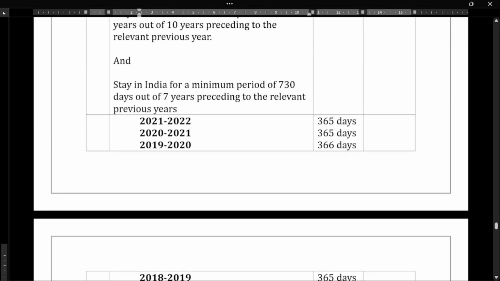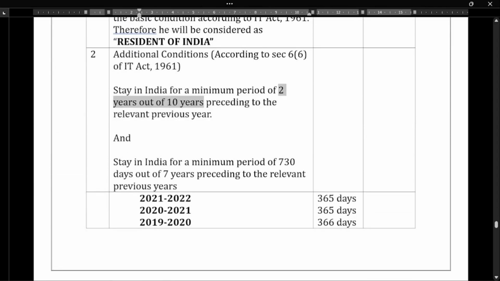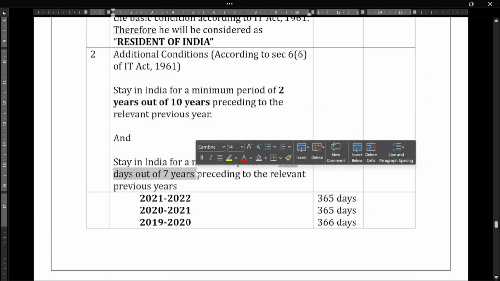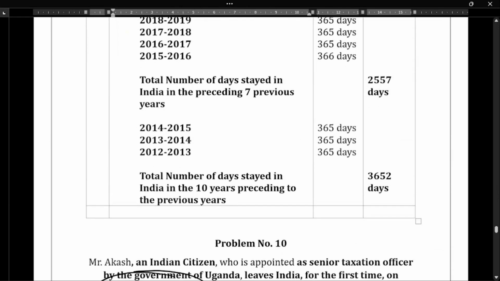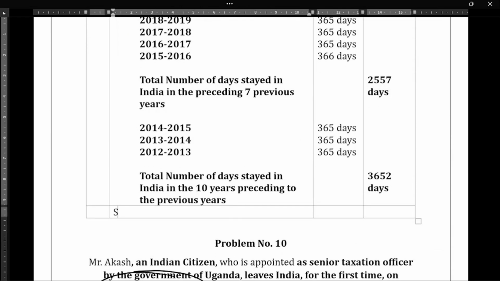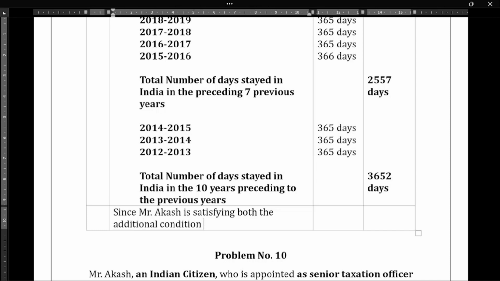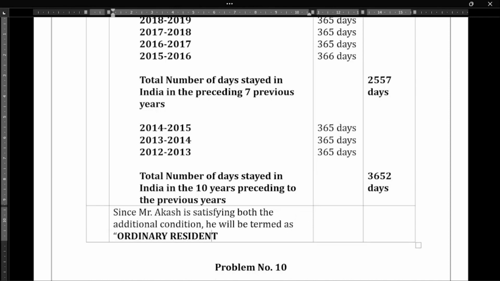So that means he is satisfying both the conditions. He needed 2 years, of course he has that. And he needed 730 days in 7 years, and he satisfies both conditions. Therefore, since Mr. Akash is satisfying both the additional conditions, he will be termed as ordinary resident of India.